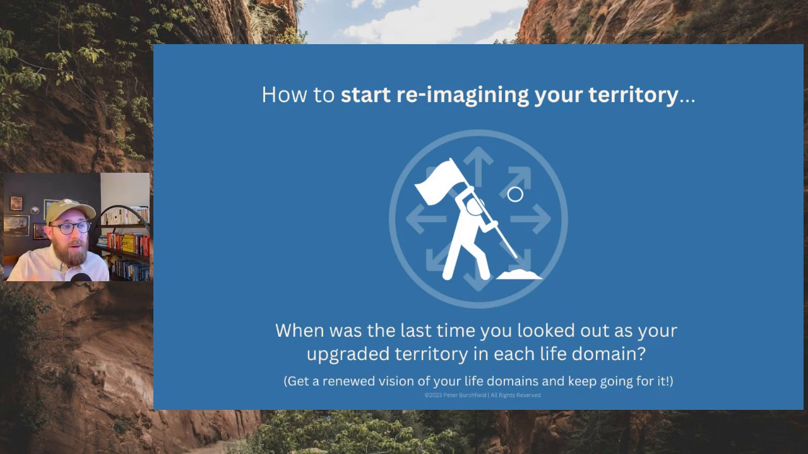And so what happens for Abraham is what I hope will happen for you too, that after you're willing to make that choice, that change, to create space so that way you can take responsibility for your own territory, then you get to upgrade that view of what's possible. And that's the last reflective question I have for you, which is, when was the last time you looked out at your upgraded territory in each life domain? And we really do want to get a renewed vision of our own life domains. Look north, south, east, west.